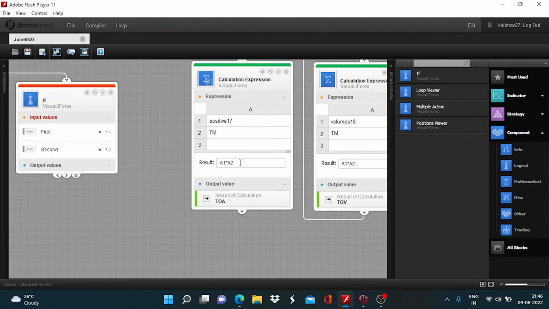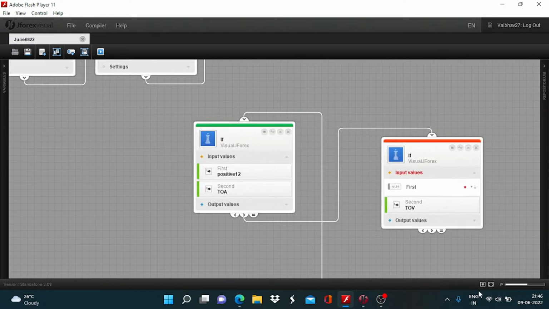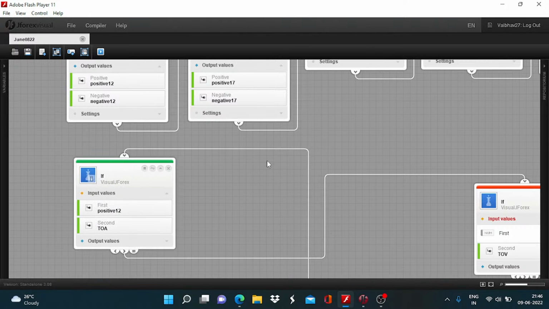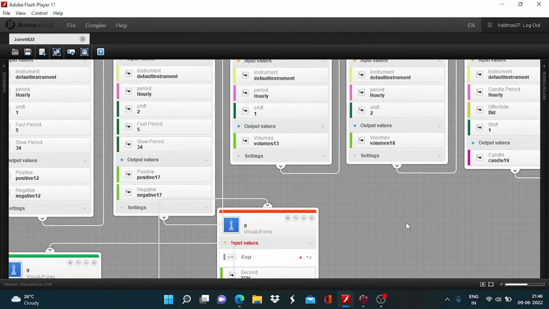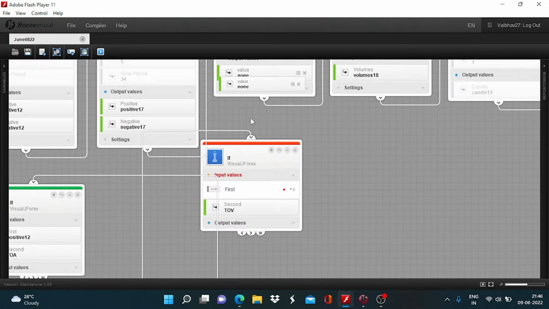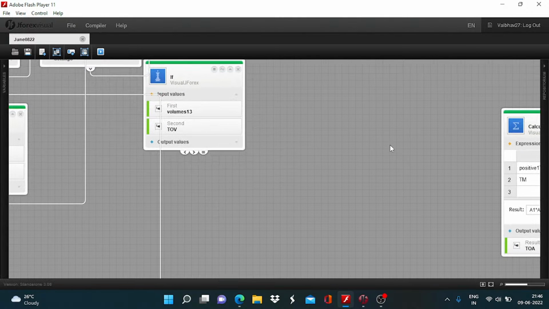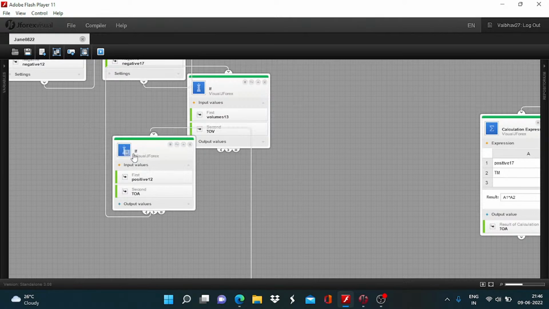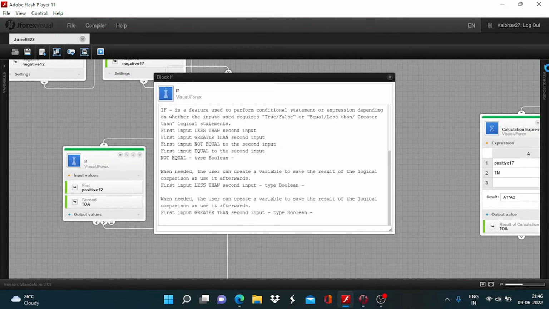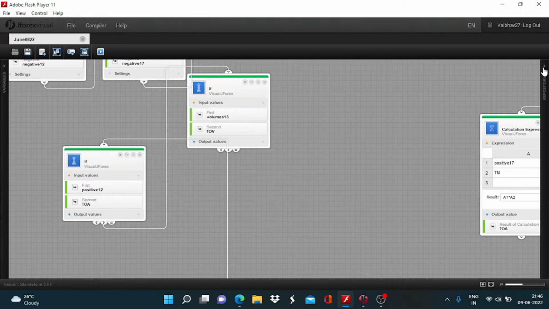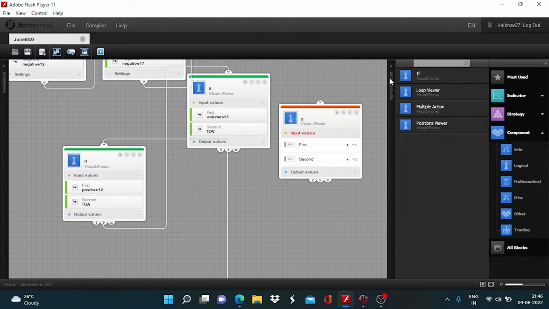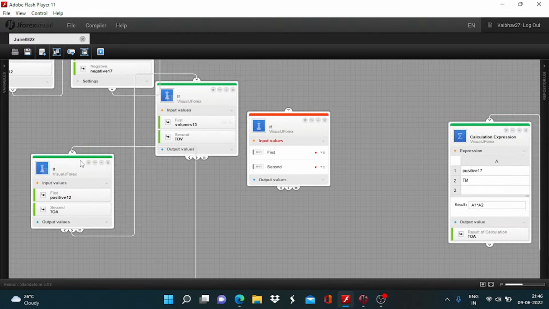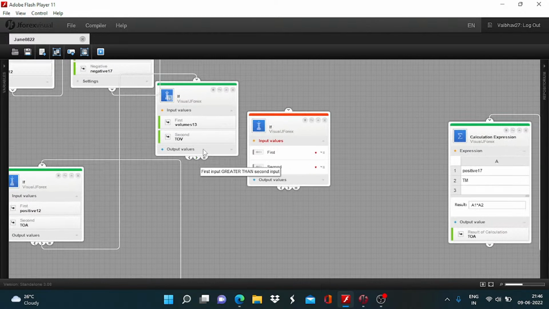Alright. And same goes for the volume. The twice of volume needs to have been less than the last 1 hour's volume output. So I'm going to take volume 13. Alright. And we then continue to new statement using if block. First input greater than second input.